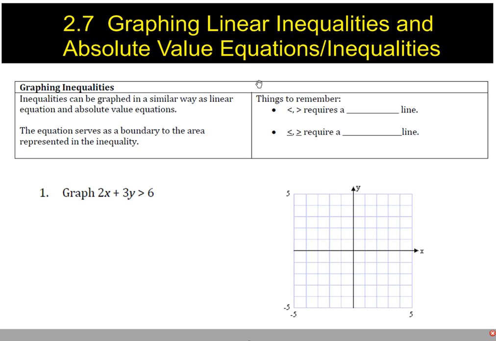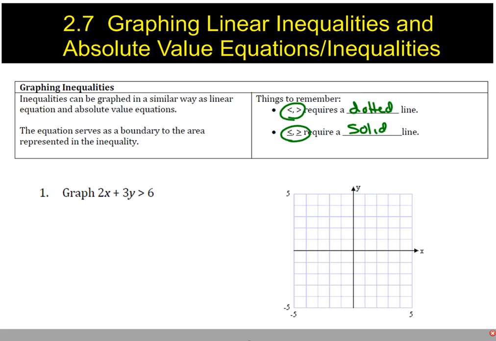So, if we take a look, inequalities have got to be the same way as linear equations except with a couple differences. Number one, if it is less than or greater than with no equals, then it's going to be a dotted line. And if it's got the greater than or equal to, less than or equal to, it's going to be a solid line. And the second part of that is there's got to be one part of it shaded. You're either going to shade left or right, up or down, depending on what the line looks like.